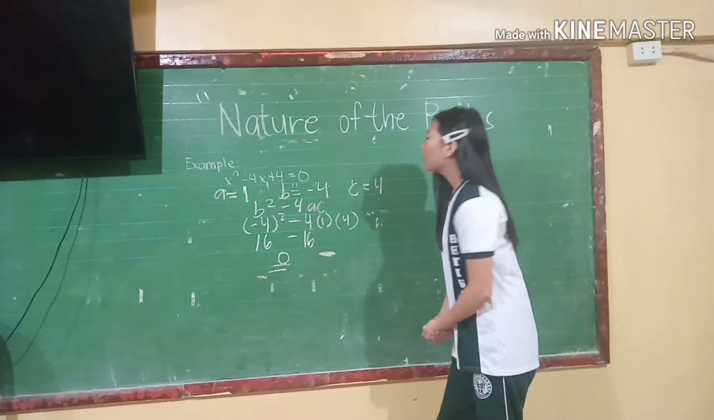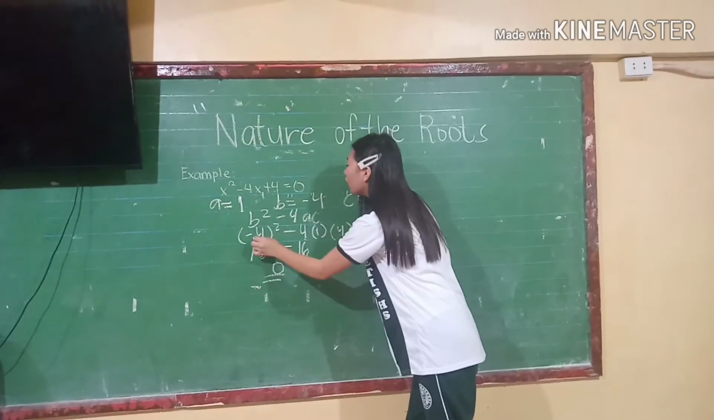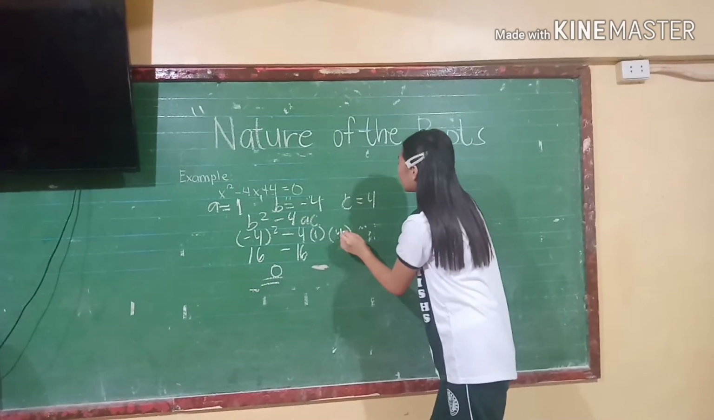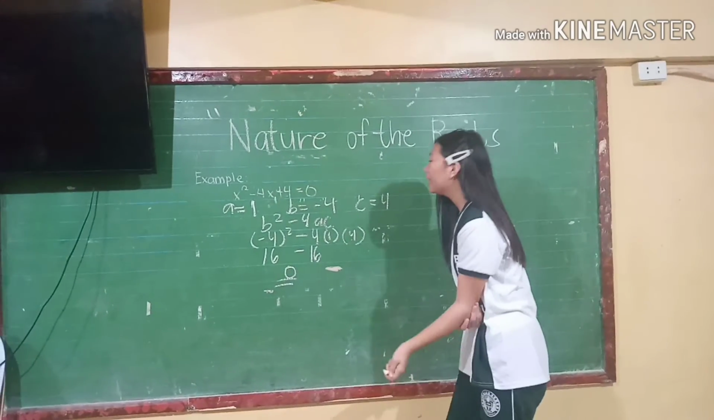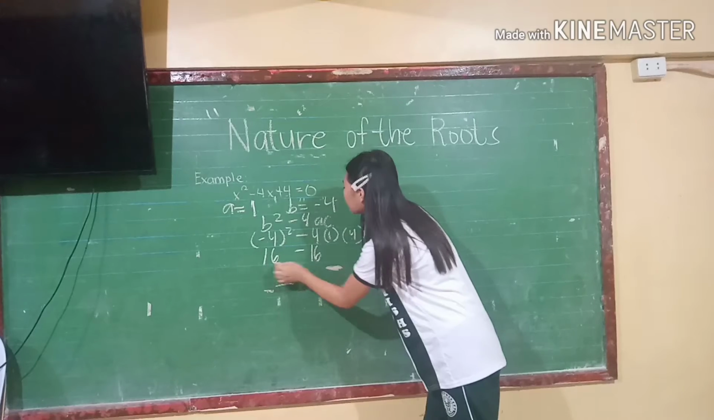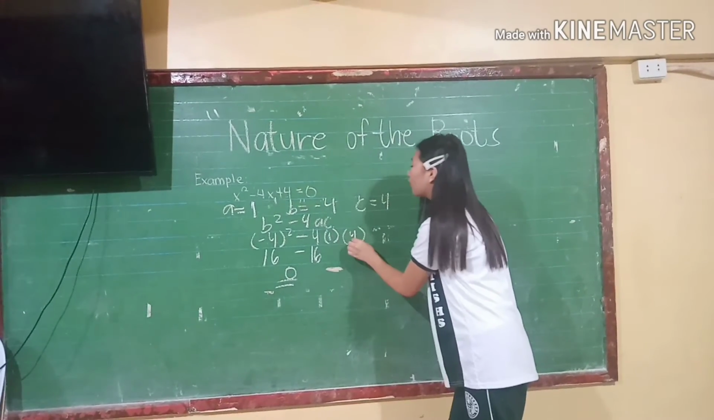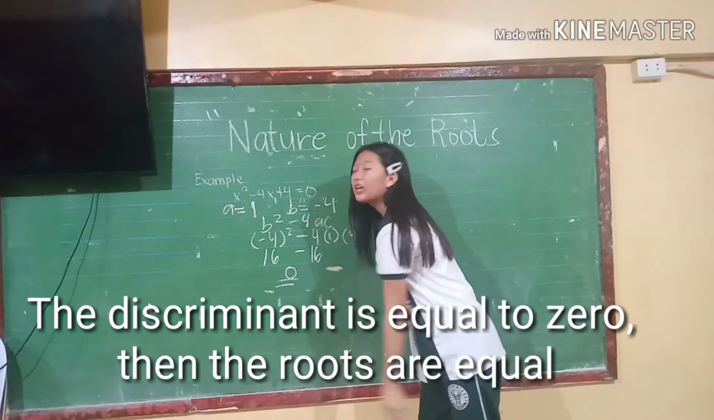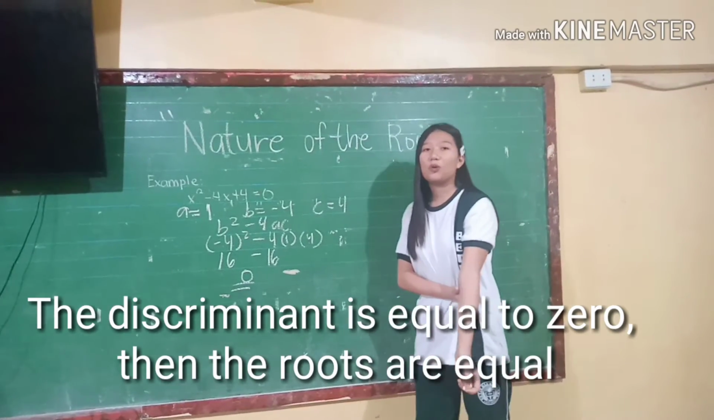Then substitute. b is negative 4 squared minus 4, a equals 1, then c equals 4. Then multiply. So negative 4 squared is 16, minus 4 times 1 equals 4, then 4 times 4 equals 16. Then the discriminant is 0. If the discriminant is 0, the real numbers are equal.